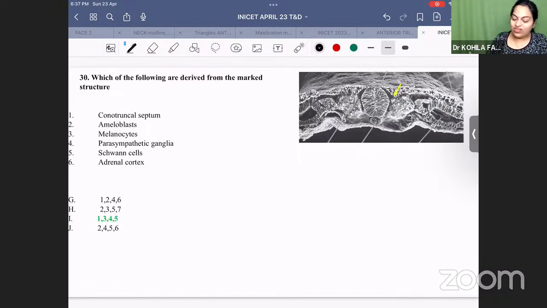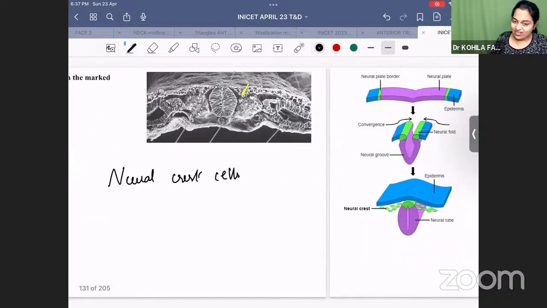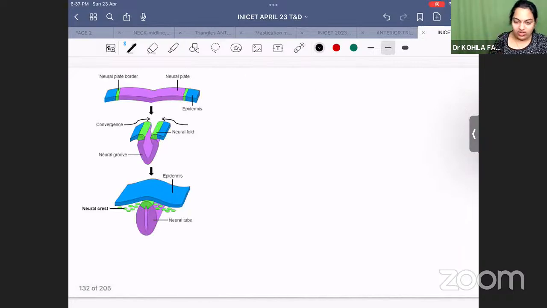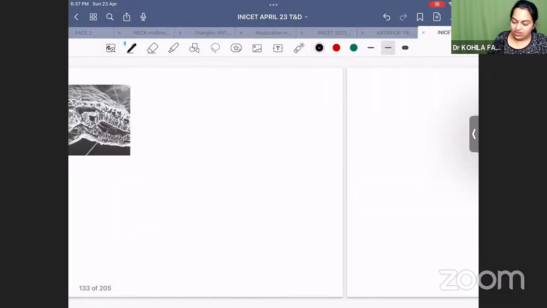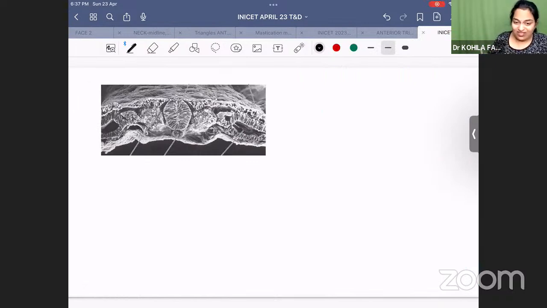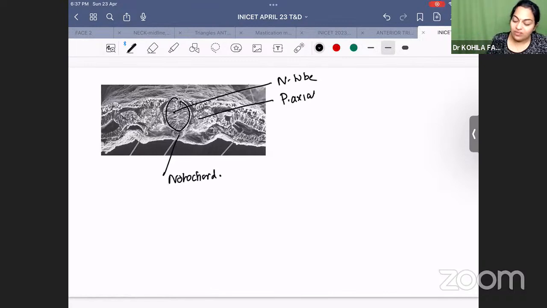The yellow arrow is at the neural crest. So quickly, can we see what the derivatives of the neural crest are? You know what the neural crest is, right? If another part of the same image is asked: this is the neural tube, the notochord, and this is your paraxial mesoderm, either side, the intraembryonic mesoderm. This is the paraxial mesoderm. This is the intermediate mesoderm.